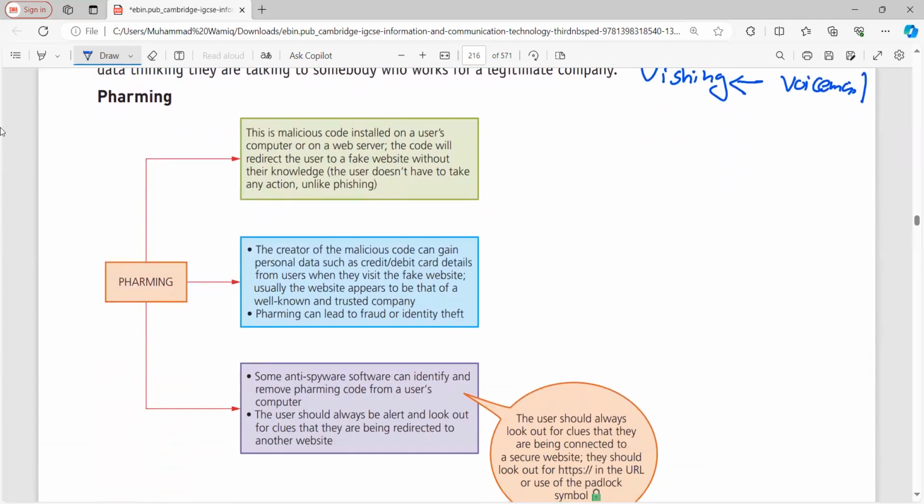Now, this is pharming. Pharming is when a malicious code, a virus code, is installed onto your computer or on a server. The code is going to redirect you to a fake website. The difference between phishing and pharming is that in phishing, it sends you an email that takes you to a website. In pharming, malicious code is installed on a computer without the user's knowledge, and it takes you to the fake website.